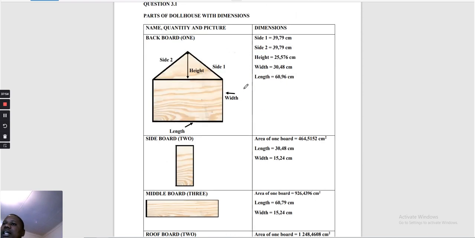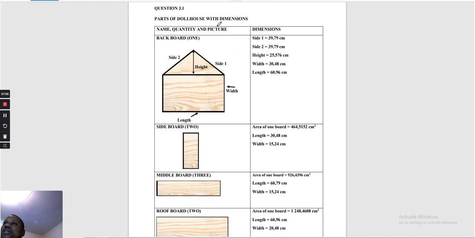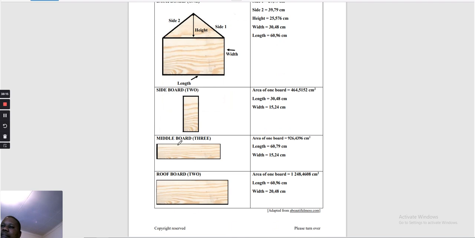Okay, here is Annexure C. Let me zoom it in so that we can see everything. Yeah, so we have Annexure C. This is the parts of the dollhouse. We have the backboard, side 1, side 2. It has the triangle and a rectangle. It has the sideboard times 2. It has the middle board times 3. It has the roof board times 2.